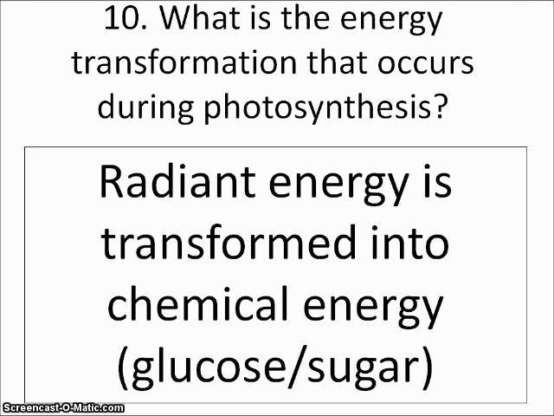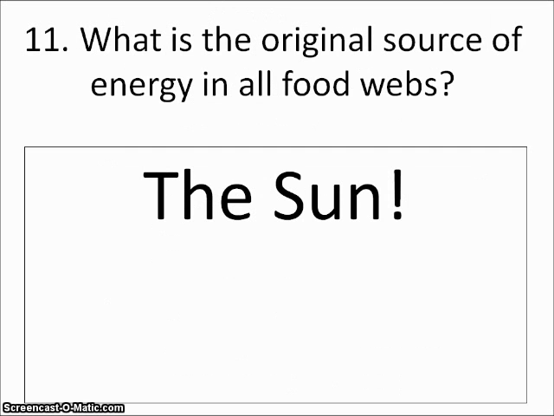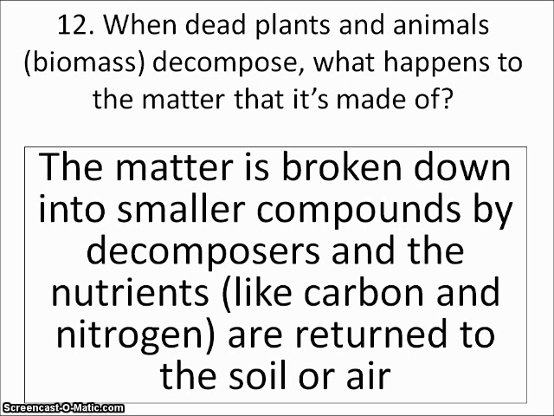Number 10, you sure should know this one. What is the energy transformation that occurs during photosynthesis? Radiant energy is transformed into chemical energy. Okay, number 11. Ooh, I know this is an easy one for y'all at this point. What's the original source of energy in all food webs? The sun. Yay.